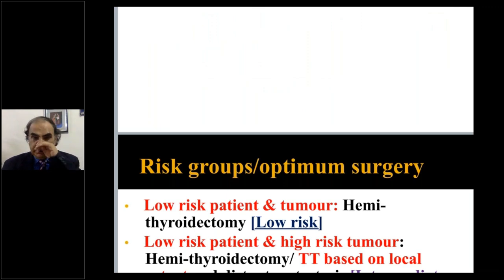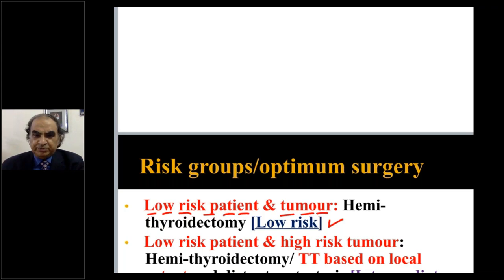This is one stratification that I use personally, use in our unit. We have a high volume thyroid practice, so we can do it, but it is a good way to stratify. Low risk patient and low risk tumor, which means good grade, small size. Okay, low risk means less than 35 or less than 55, and confined to one side. We can do, this is low risk. You can do hemithyroidectomy.